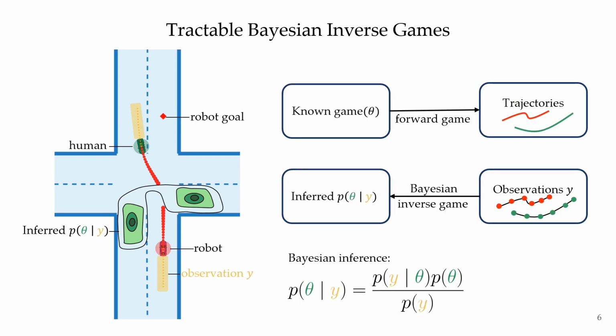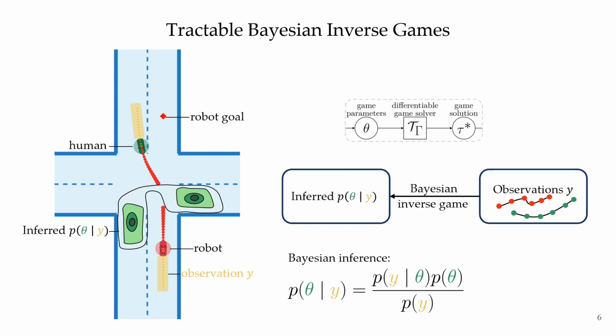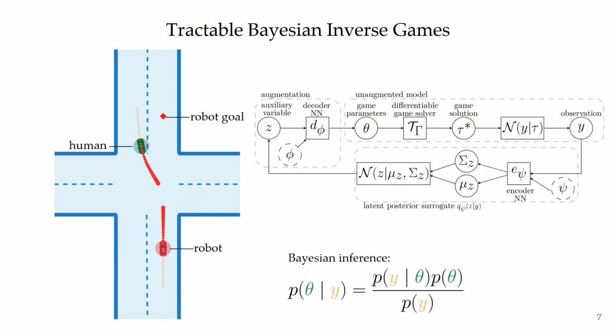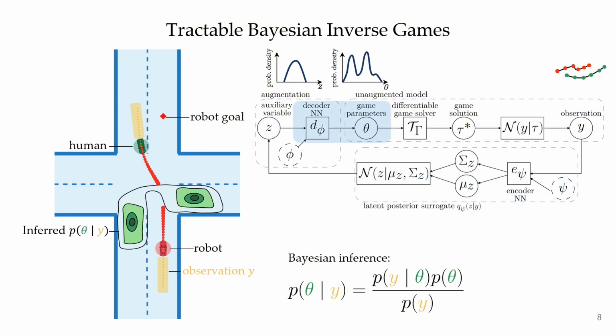To enable tractable solutions of Bayesian inverse games, we present a framework that embeds a differentiable game solver into a variational autoencoder to approximate exact Bayesian inference. The approach learns the posterior computation from unlabeled interaction data. At training time, for each observation, an encoder model predicts a latent Gaussian posterior approximation. Latent samples Z drawn from this distribution are then mapped through a decoder model to the game parameter space.